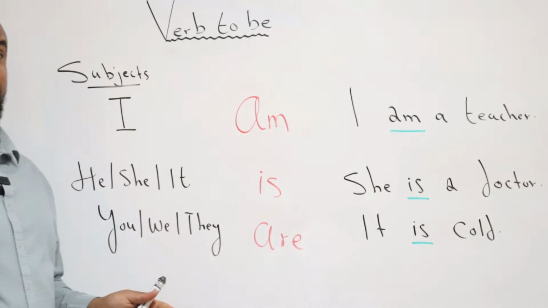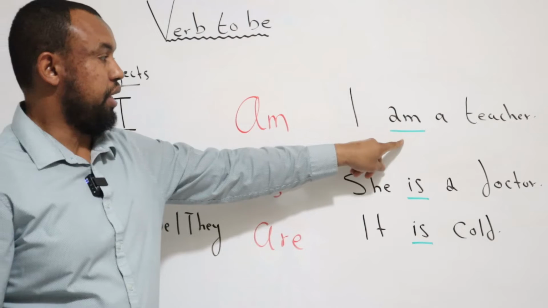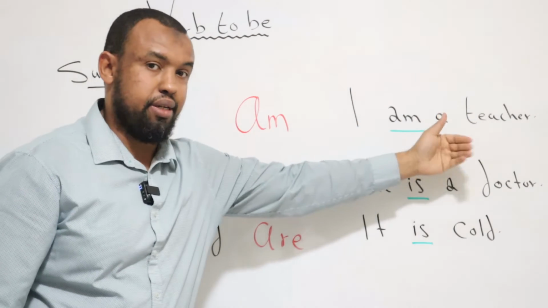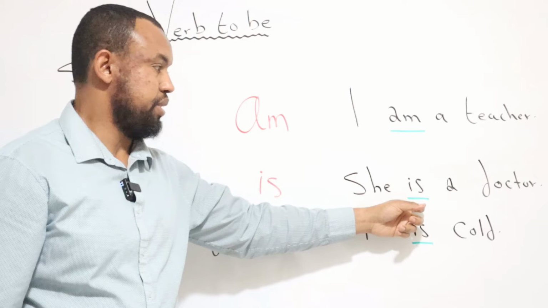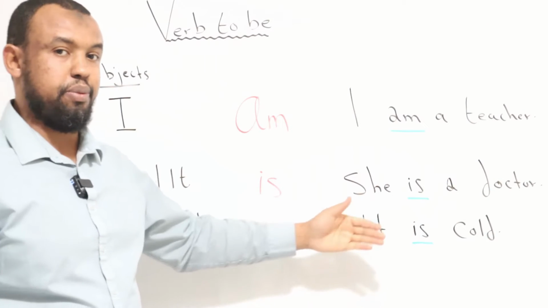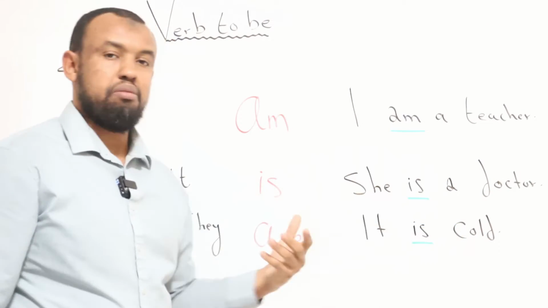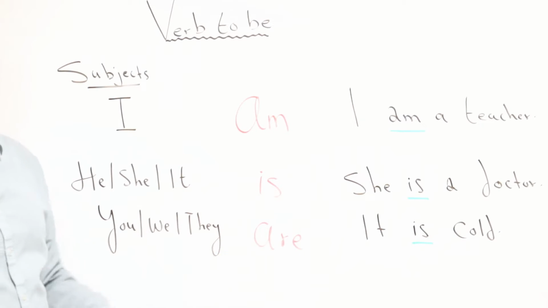Are we clear so far? Let's just quickly recap. So we said with I, we used the verb to be am and a teacher, for example. Okay? She, with the verb to be is, and a doctor. All right? And it, with the verb to be is, and what it is today. It could be cold, it could be hot, or a day. You could say it's Monday, for example.